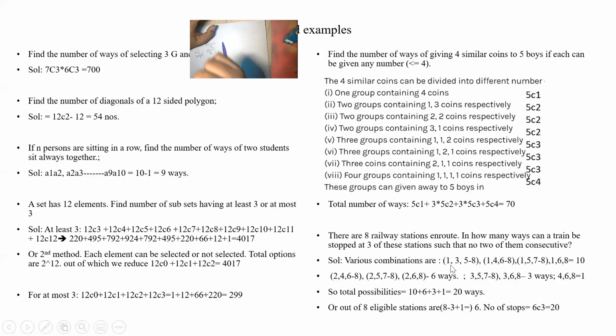So that was the condition of stopping at the first station. Now let us say it stops at the second station, not the first. Again the same: 2, 4, 6 to 8, 2, 5, 7 to 8, 2, 6. There are 6 ways. If it stops at the third station, we have 3 ways. If it stops at the fourth station, we have only 1. It cannot start at the fifth station onwards: if it starts at 5, the next is 7, the next is 9, and 9 is not there. So it is not possible. When I add all these, I'm getting 20 ways.